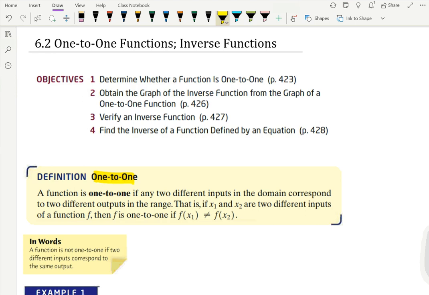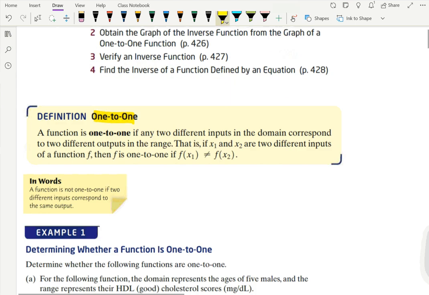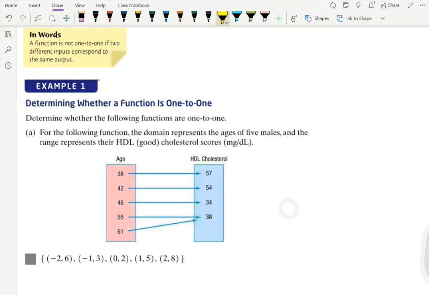Let's take a look at a couple examples of this, and that way we'll get another view and perspective. So if we take a look at this example here, determine whether a function is one-to-one. It says for the following function, the domain represents the ages of 5 males, and the range represents their HDL, or good cholesterol scores, in milligrams per deciliter.